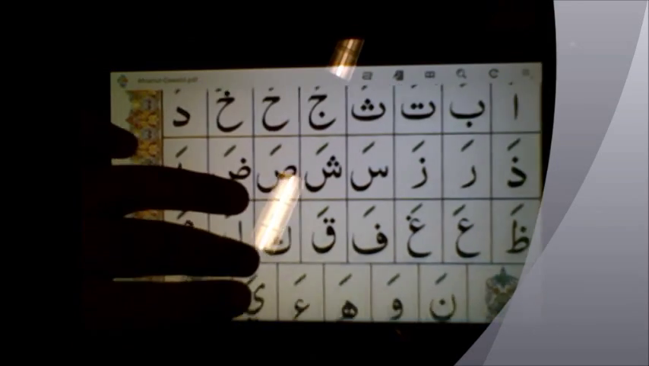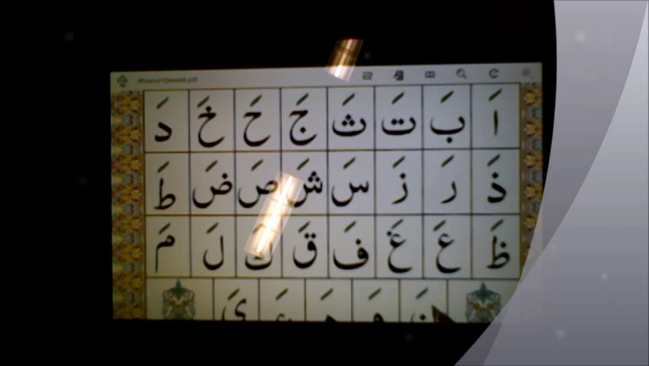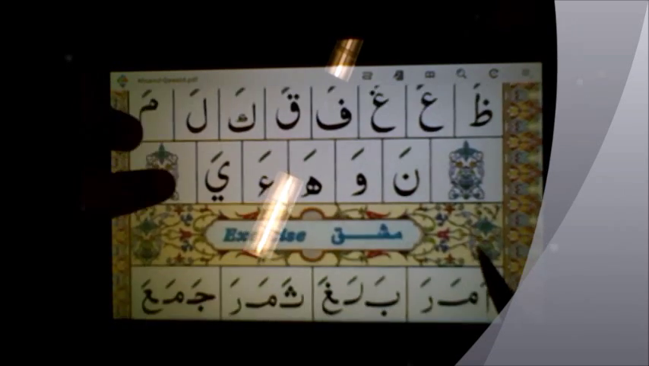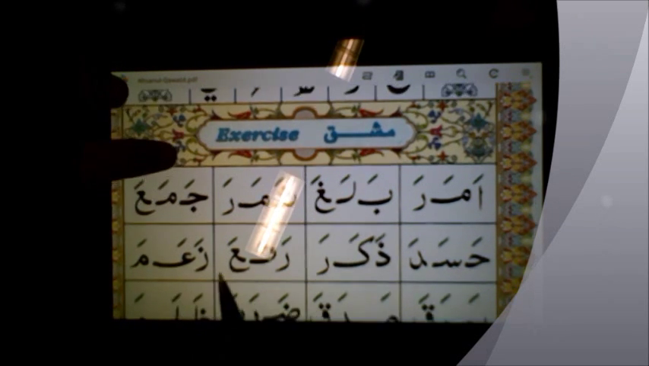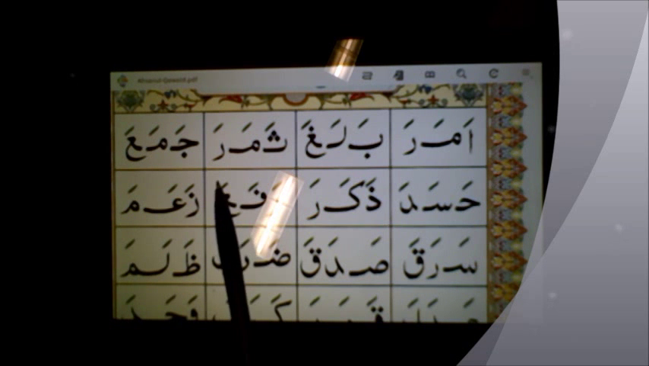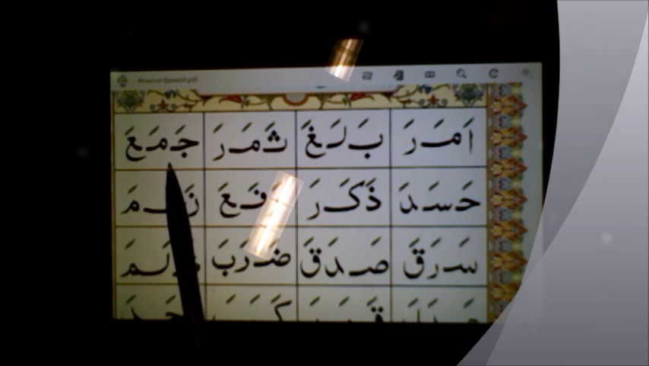Okay, so once you've mastered the pronunciation of these letters with the vowels, then you would go on to actually joining words up, and this is where the fun starts, and you will start enjoying reading the words. So I think you should be able to work these words out by yourself. Okay, so the first word would be amara, amara, balagha. Third word, thamara. Fourth word, jama'a.